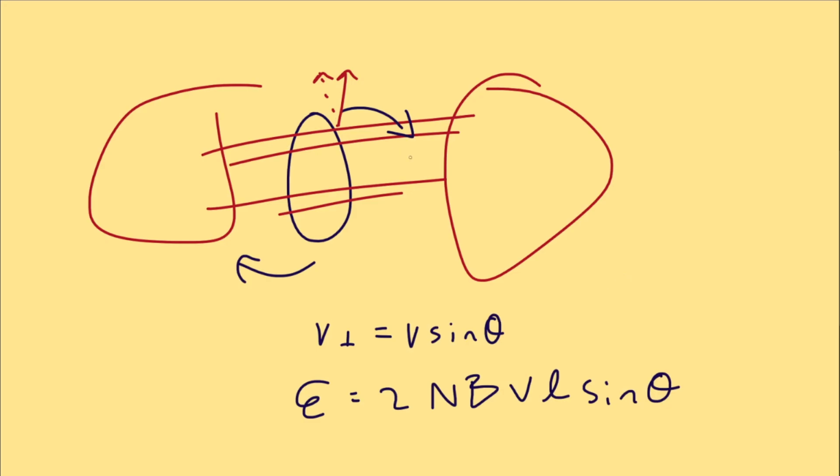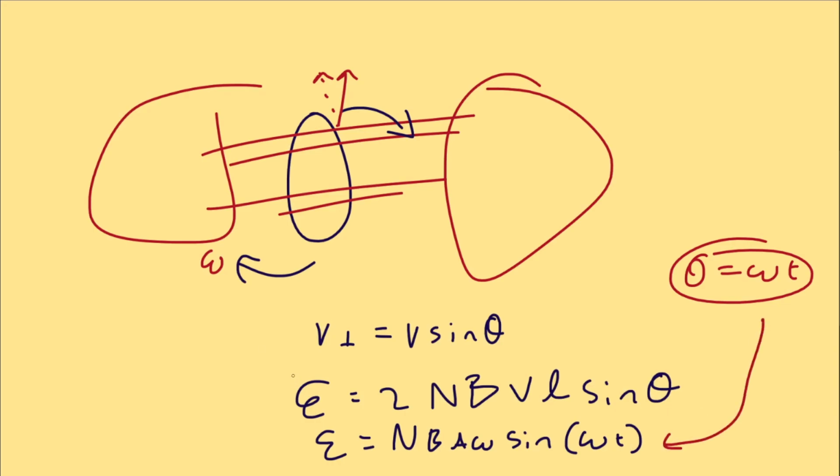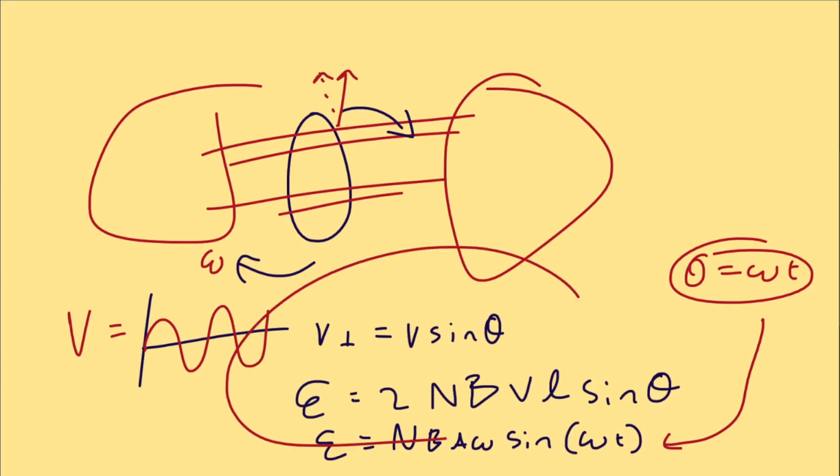And if your coil is rotating with an angular velocity of W, then the angle is equal to Wt, like that. And then EMF becomes equal to NBAω sin of the angle. And these two formulas confirm what we observe, which is a voltage that follows sine. This is on the free cheat sheet as well.